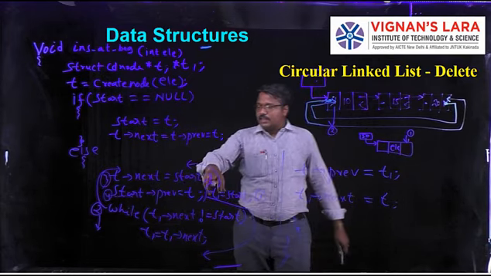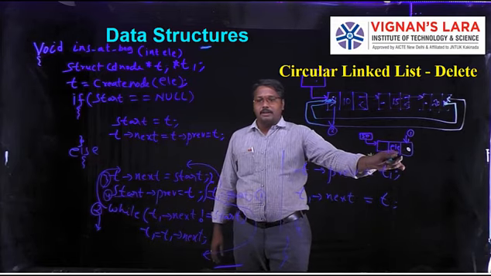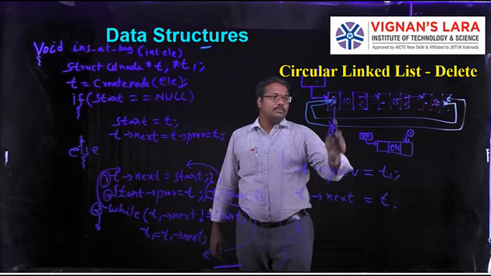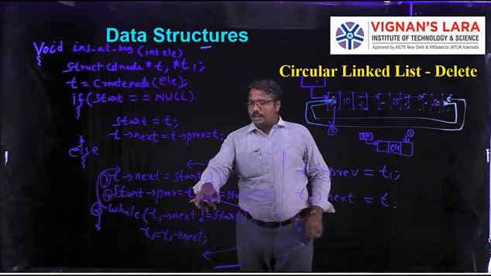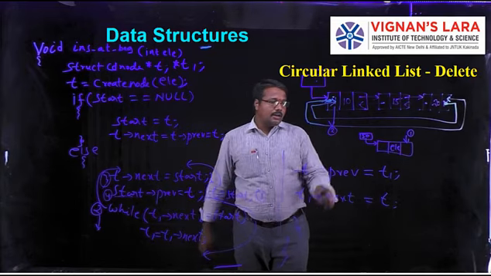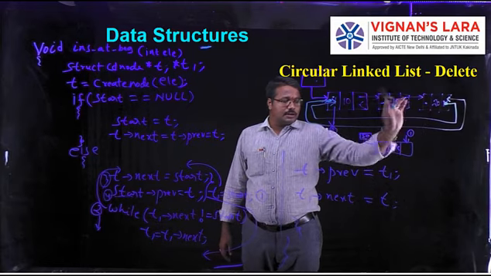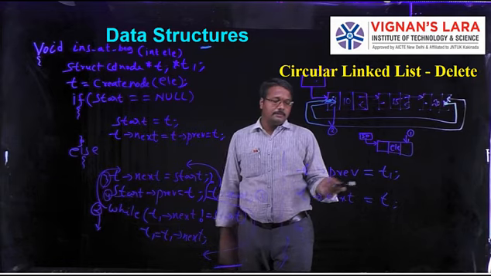After that, the first statement is T of next is equal to start. Here I am updating the starting node address. Next, start of previous, this node address, is equal to this one, so I make it T. And the third one is T of previous, this node's previous field having the last node address. Right now, the last node address is in T1.